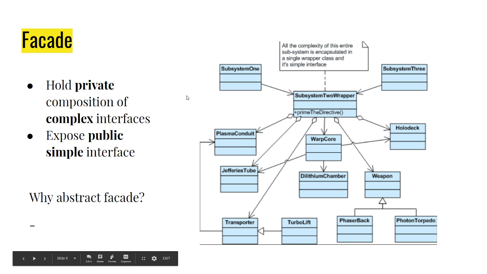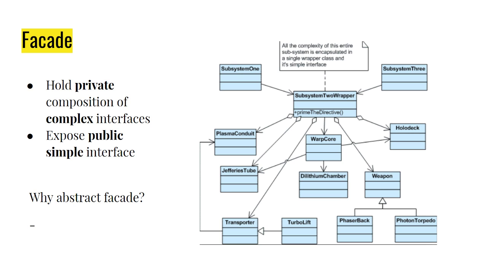Facade is another design pattern. It's called a structural design pattern because it simplifies a complex structure. So we hold private composition in order to hide complex interfaces. We expose it through a simple interface instead. And that's what Facade is all about.